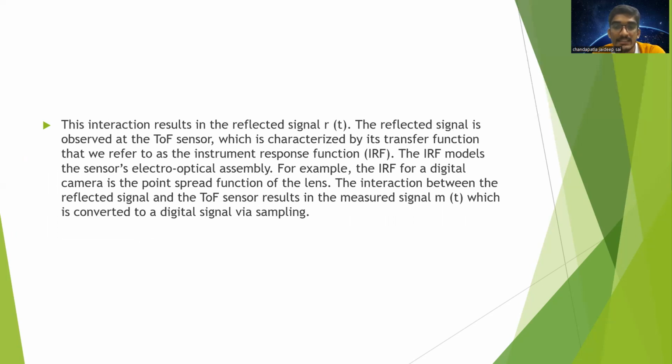This is characterized by its transfer function that we refer to as the instrument response function, which is called IRF in short. The IRF models the sensor's electro-optical assembly. For example, the IRF for a digital camera is the point spread function of the lens. The interaction between the reflected signal and the time of flight sensor results in the measured signal m(t), which is converted to a digital signal via sampling.